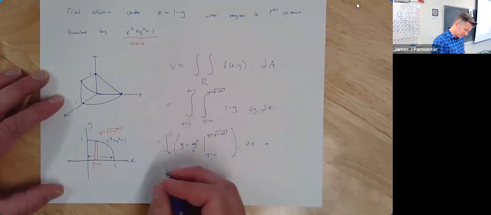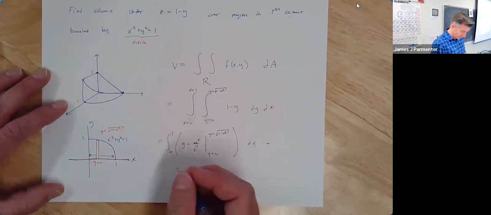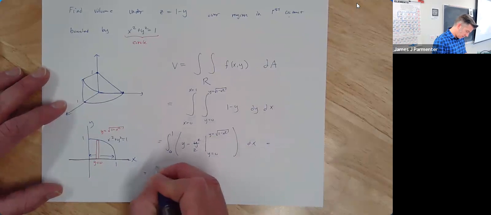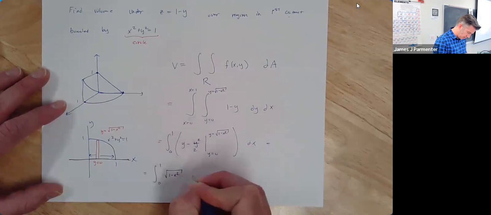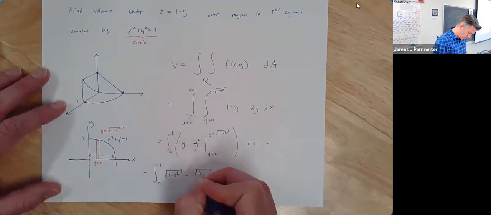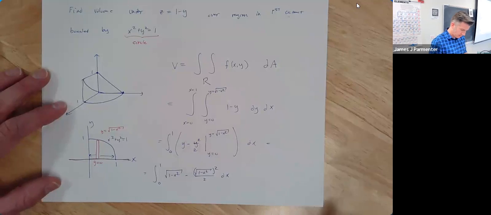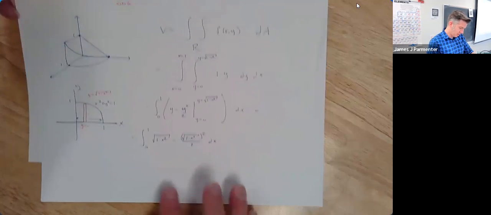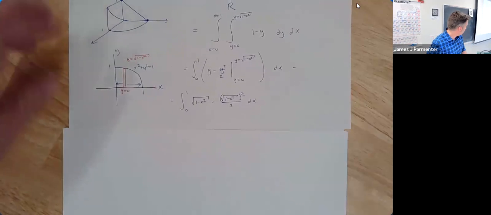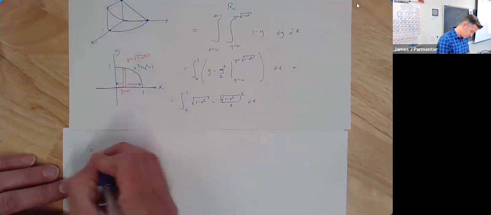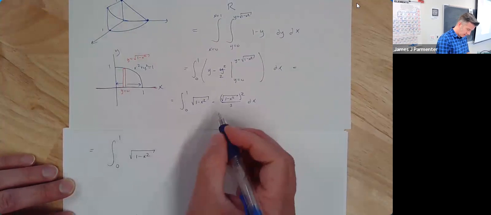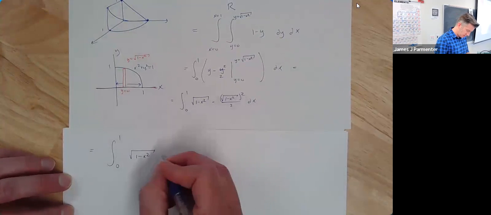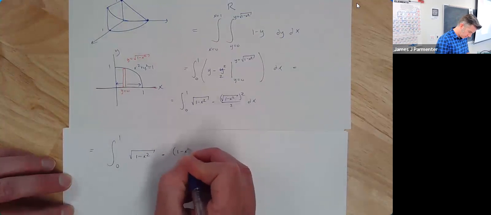Plugging in, I'm a little worried about this. Oh, I'm not worried about this actually. It's okay. It's going to be the integral from 0 to 1 of the square root of 1 minus x squared minus the square root of 1 minus x squared, squared, over 2. Of course, I'm going to run out of room though. So let's simplify this a little bit. And the square root of 1 minus x squared, squared, is just going to be 1 minus x squared.